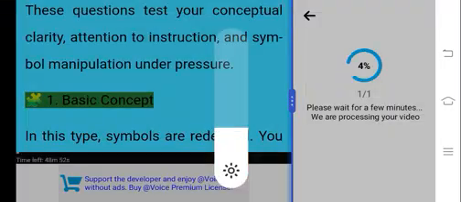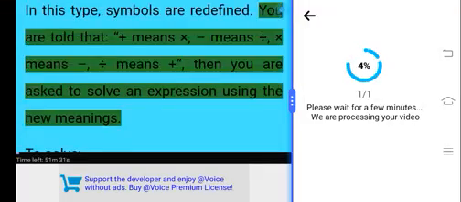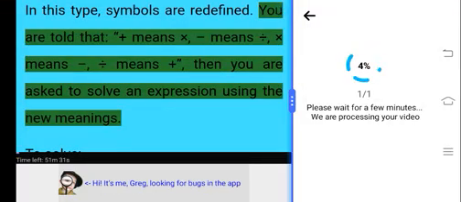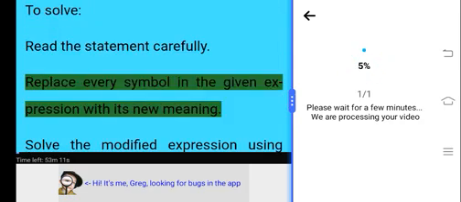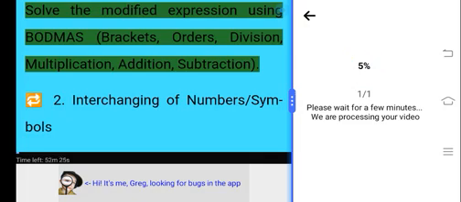Puzzle piece 1, basic concept. In this type, symbols are redefined. You are told that plus means times, divided by means minus, times means divided by, and so on. Then you are asked to solve an expression using the new meanings. To solve, read the statement carefully. Replace every symbol in a given expression with its new meaning. Solve the modified expression using BODMAS: brackets, orders, division, multiplication, addition, subtraction.